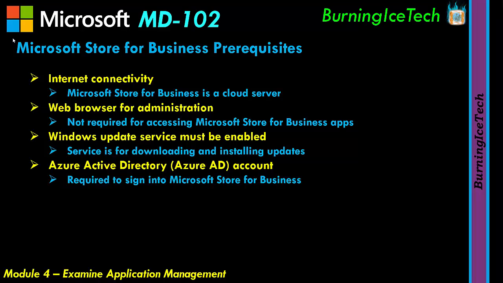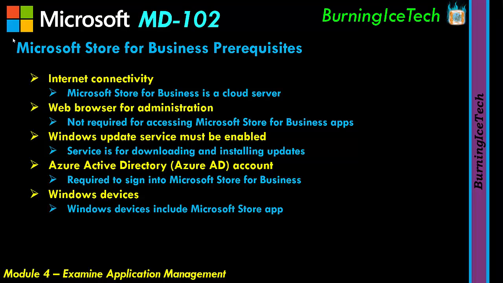The fifth prerequisite, and the last one on my list here, is Windows devices. Your users who want to access the Windows Store for Business need to be running the Windows operating system. That's unfortunately non-negotiable. It's not accessible from other operating systems other than Windows. You also need to check if you're running the correct edition, mind you.